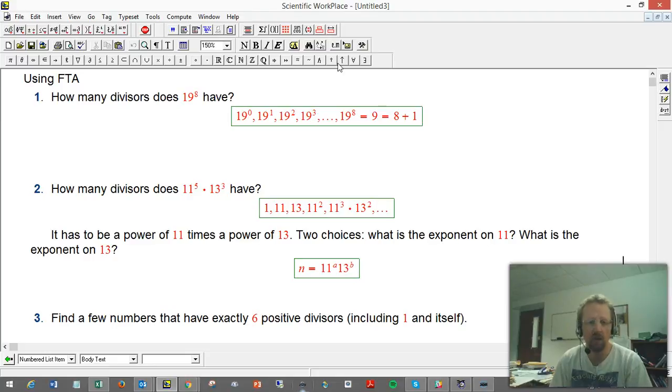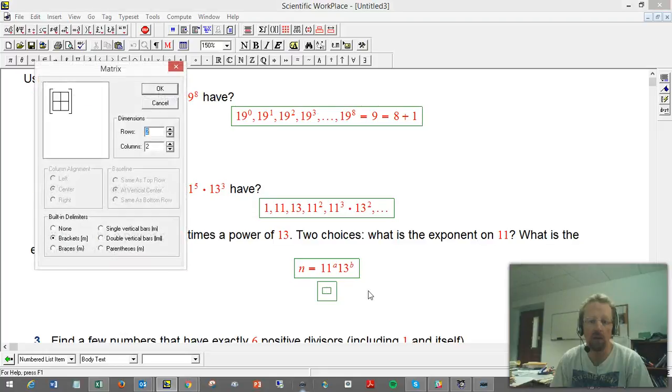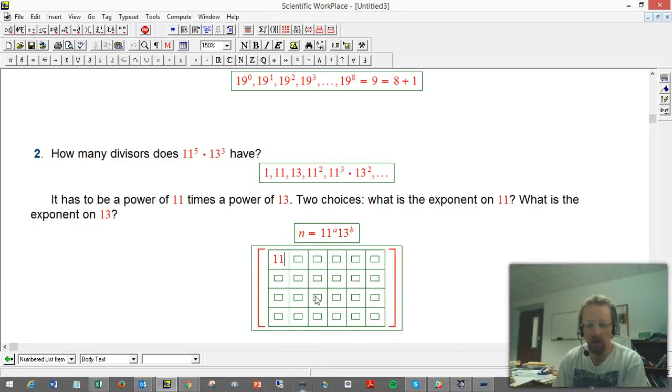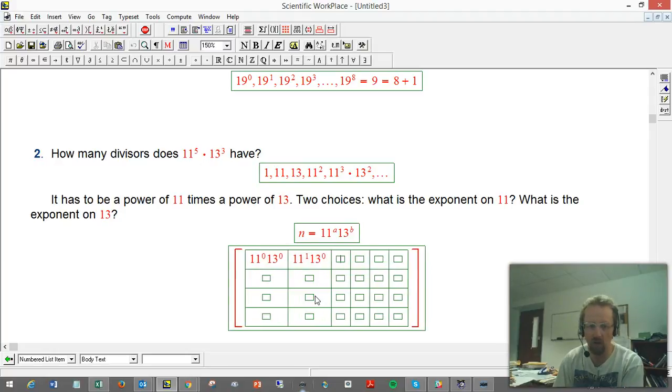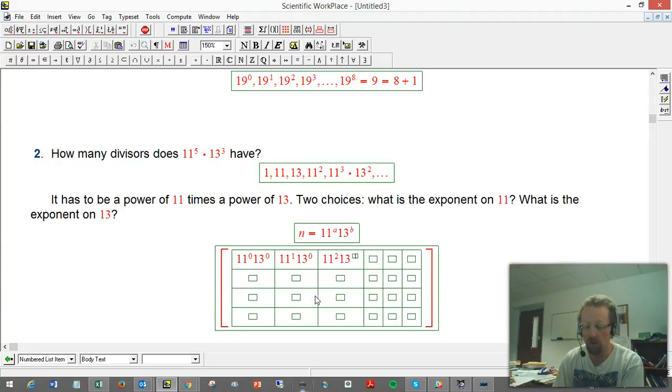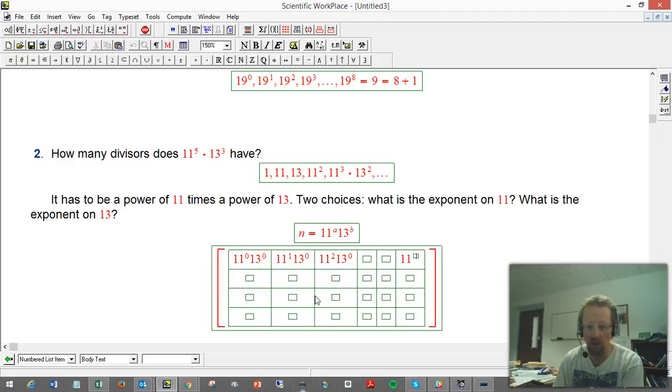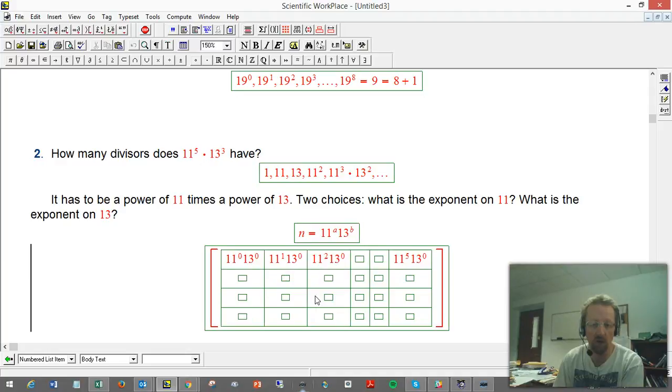You could even make a little grid of it if you want. I won't make the whole thing, but you could do a 4 by 6 table. You could have 11 to the 0 times 13 to the 0, and then 11 to the 1, 13 to the 0, 11 to the 2, 13 to the 0, and so on, up to 11 to the 5th, 13 to the 0. Those are all different numbers. They have different prime factorizations. And then 11 to the 0, 13 to the 1. My bad.